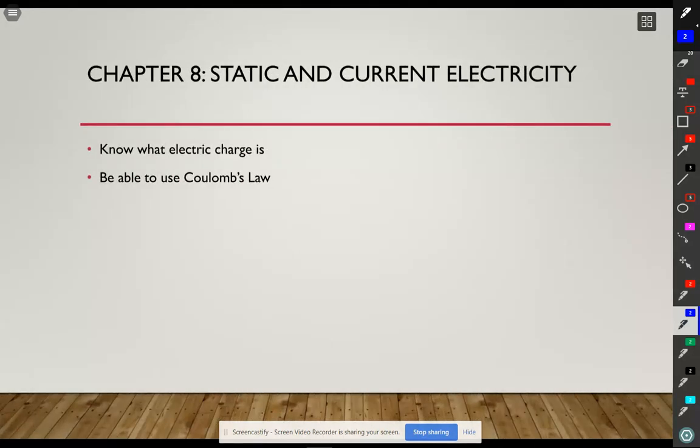Finally, electricity. We didn't have very much coverage of electricity until we got to chemistry. And so you need to know what electric charge is. Electric charge, well, we have electrons that have a charge of minus 1.602 times 10 to the minus 19 coulombs.